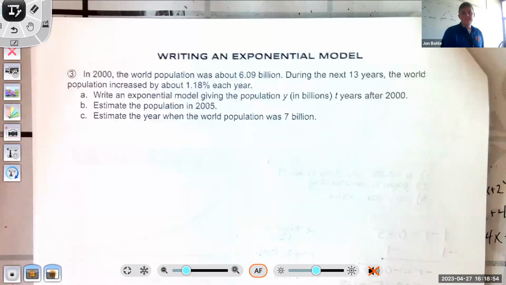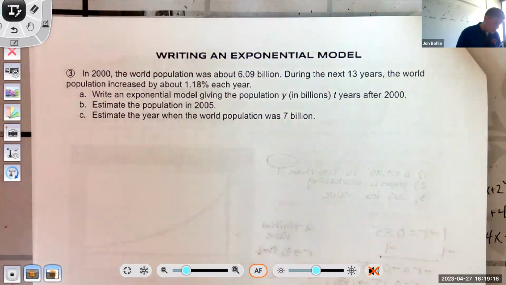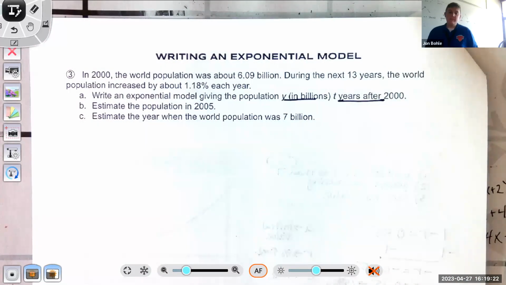To part 3. This one, we have to write the exponential equation. In 2000, the world population was about 6.09 billion. During the next 13 years, the world's population is going to increase by 1.18% each year. Part A, write an exponential model giving the population Y in billions, t years after 2000. So it's important to note Y is in billions and t is in years after 2000. If my Y value is 10, that's 10 billion people, not just 10.